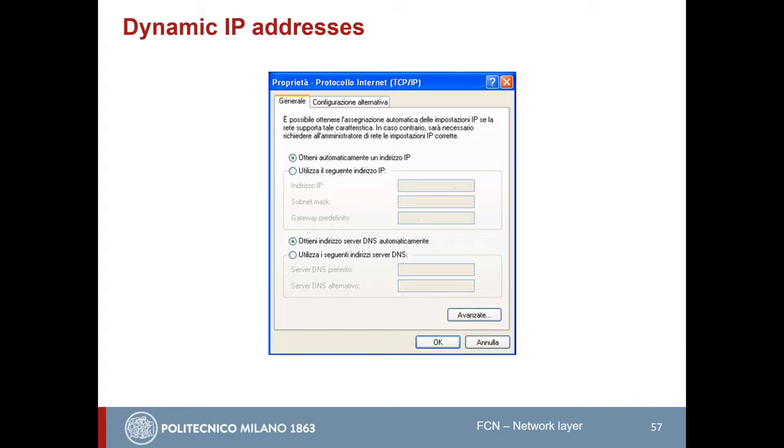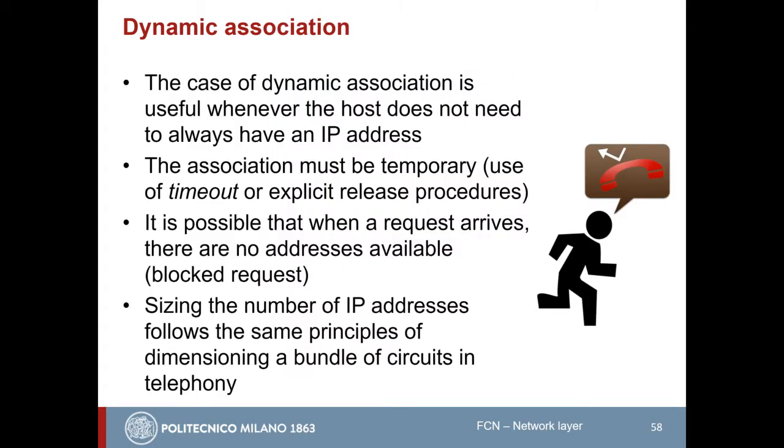This is an interface of a Windows operating system, and when you click on the automatic configuration of the IP address, it means that a DHCP server is contacted and distributes the IP address. However, DHCP systems don't only provide IP addresses, but also information regarding the gateway and the DNS server. So DHCP is a richer protocol.